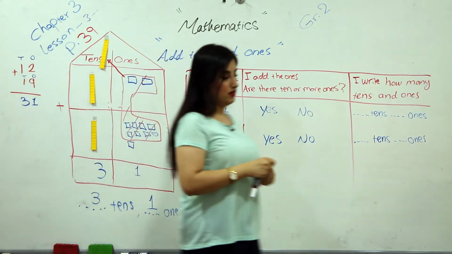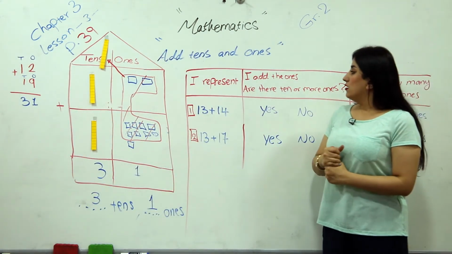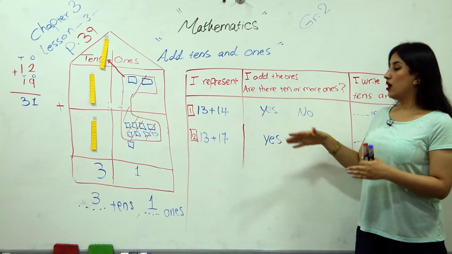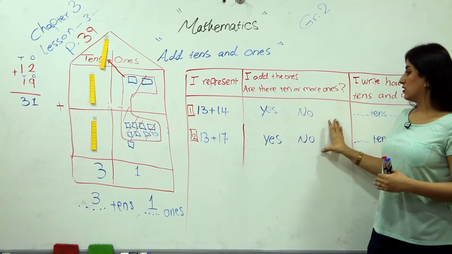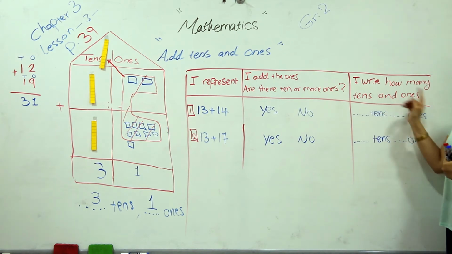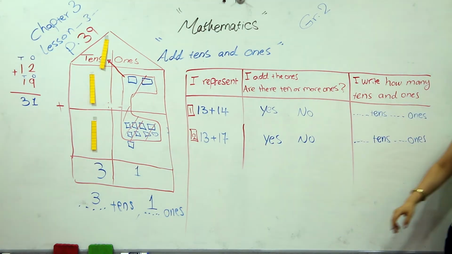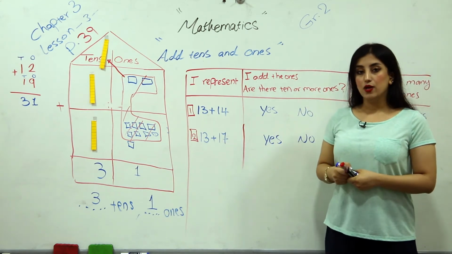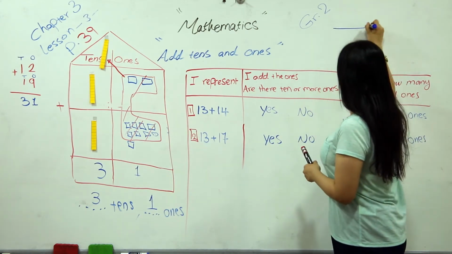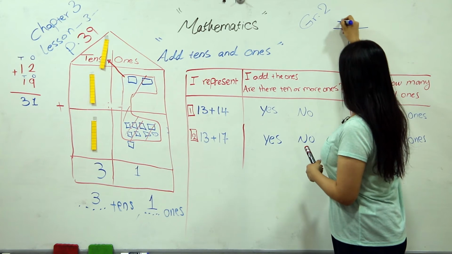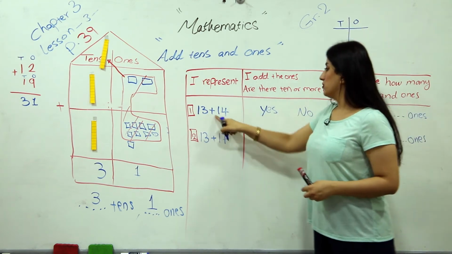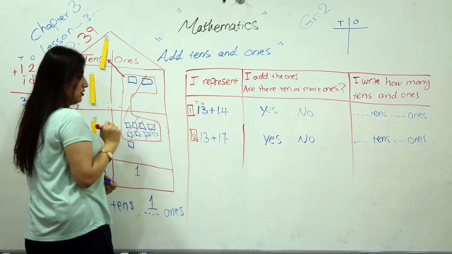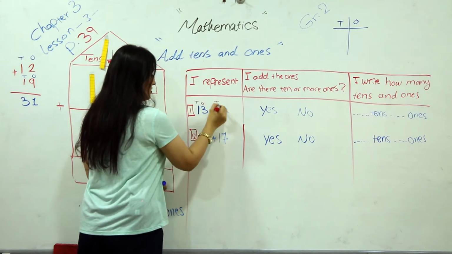Now here we have another example. I represent these 2 numbers, and we add. Are there 10 or more ones? Yes or no? And here I write how many tens and ones, okay, like this. So we start with 13 plus 14. We make a house like this, or you can just make a tens side and a ones side. We put the numbers again. That's tens, and that one is ones, 3. 14, number 1 is tens.